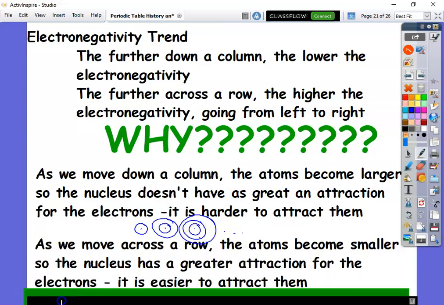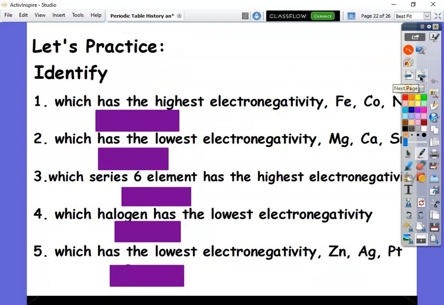As we go across a row, the atoms become smaller. So the nucleus has a greater attraction for the electrons, and it's easier to attract new electrons into that atom. Again, pause the video, take a look at these 5 questions, give them an answer, and then come back and check to see how you do.